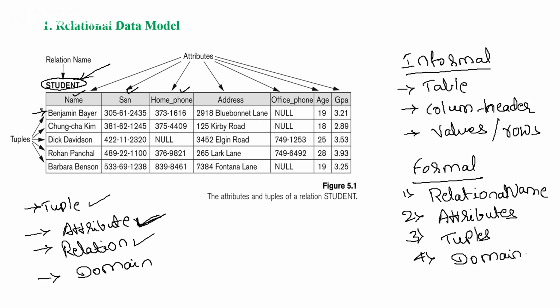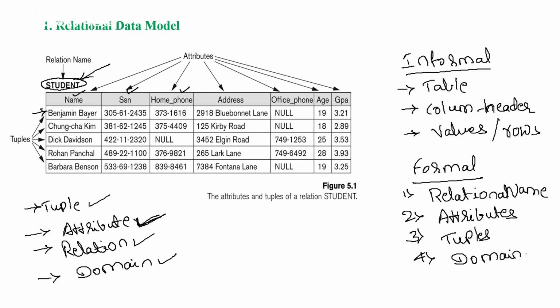Then the last one is domain. The domain is nothing but the data type describing the type of values that can appear in each column is called a domain. Remember, redefine the domain definition. The data type describing the type of values that can appear in each column is called a domain. So I will give an example.